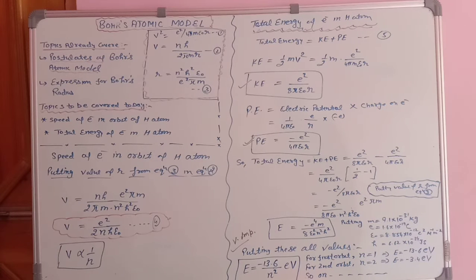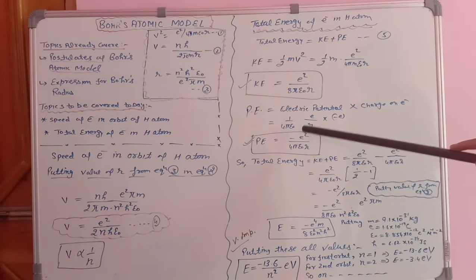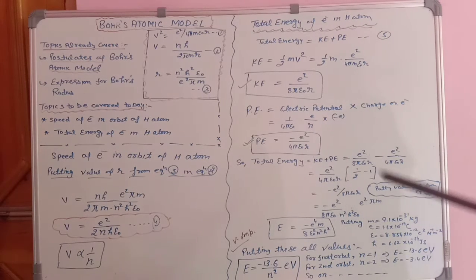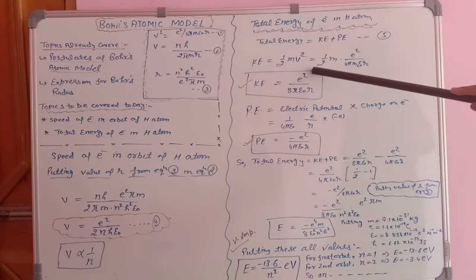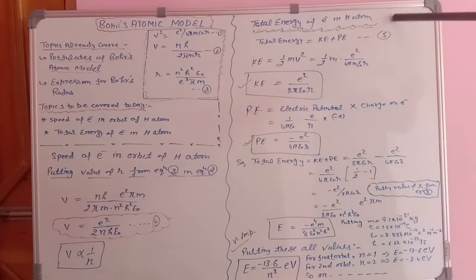Very simple. Now, potential energy. What is potential energy? Potential energy means the electric potential of electron multiplied by its charge. The potential expression we studied in the first unit: it is 1 upon 4 pi epsilon naught, charge upon distance. So it is 1 upon 4 pi epsilon naught, charge is e, upon distance r, and the charge on the electron is minus e. So this is the value of potential energy with the negative sign. To calculate total energy, this kinetic energy and potential energy we will put back in equation number 5.